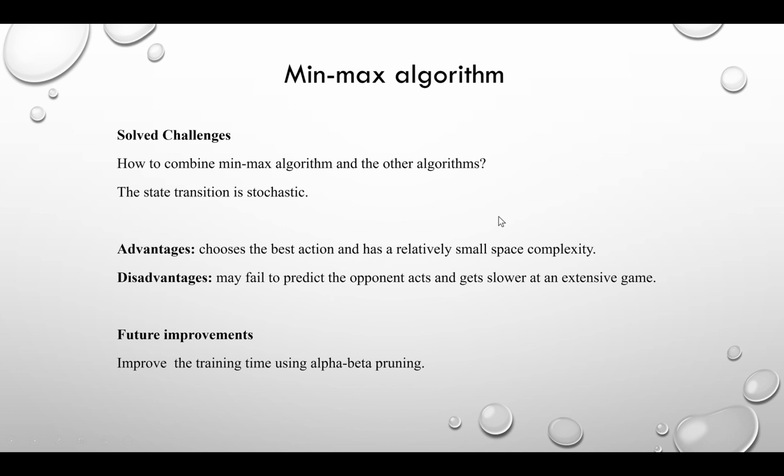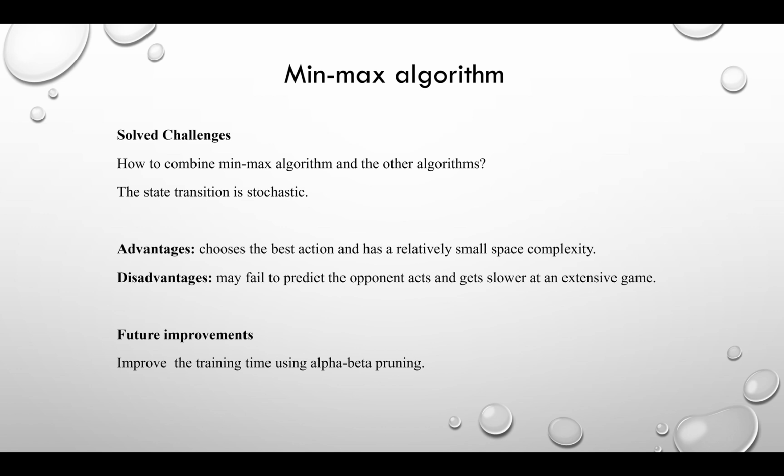We apply the minimax algorithm to model the state transition. When the opponent acts wisely, it chooses the best action, which means it is optimal. If the opponent plays the game in the best way, it is complete and able to find the solutions in the finite tree, and its space complexity is relatively small.